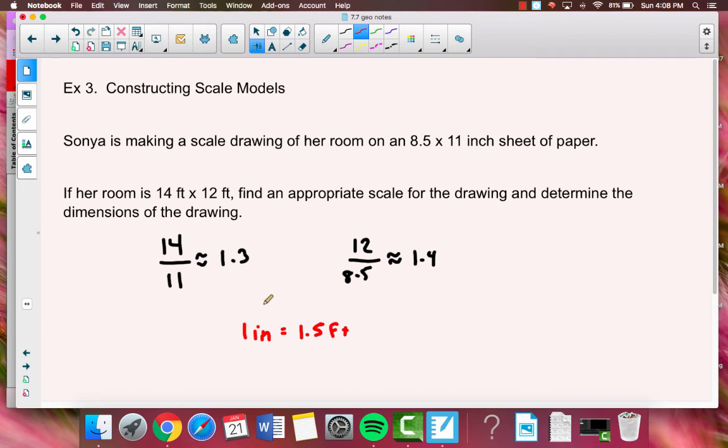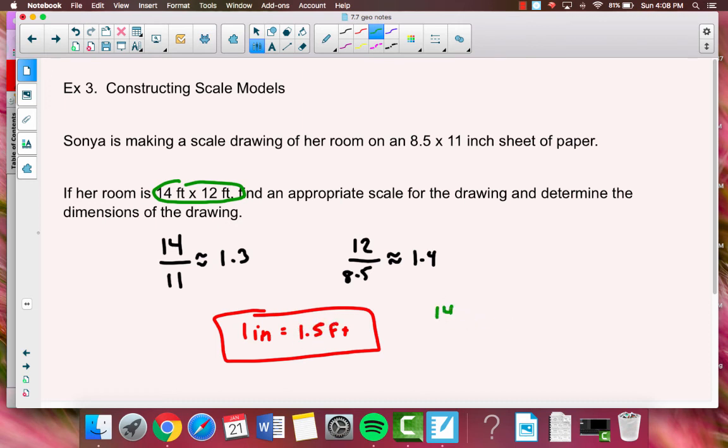All right, so then it says we've come up with an appropriate scale, so we did that, and then we have to determine the dimensions of the drawing. So using this scale that we've created, how big would our actual drawing be? Because we want to make sure it's going to fit on an 8.5 by 11 inch sheet of paper. So all you have to do is take the dimensions of the room, that 14 and the 12, and divide them by the number of feet that we want to represent.